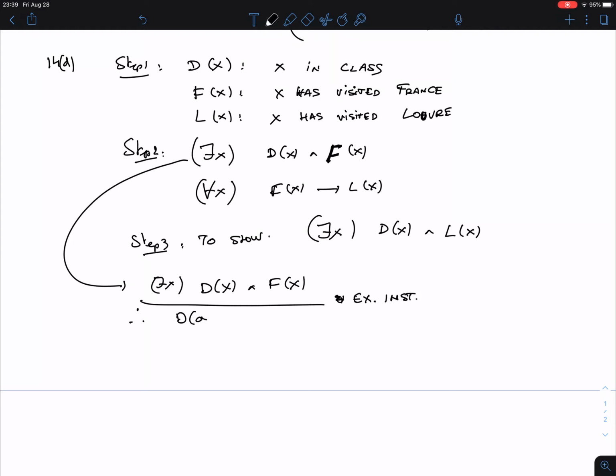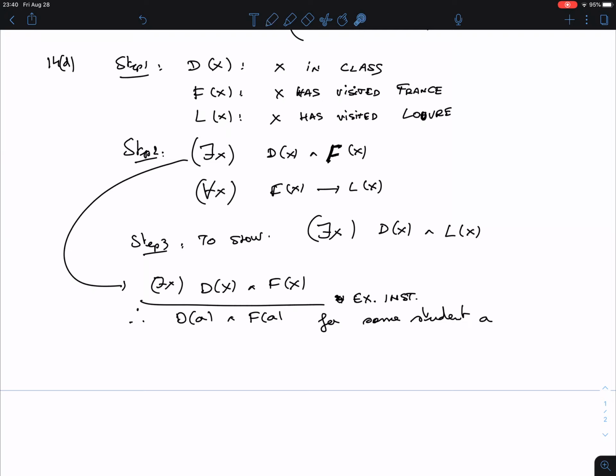We have D of A and F of A for some student A. But that's all we know, that there is a student and we have called that student A. The student has a different name, but we don't know that name, so we call him student A. We don't want to call him student x because x is now reserved for variables. So we like to use a different letter. Good, D of A and F of A.